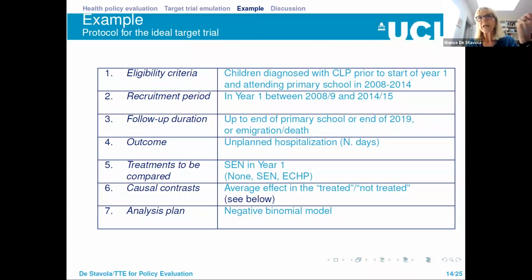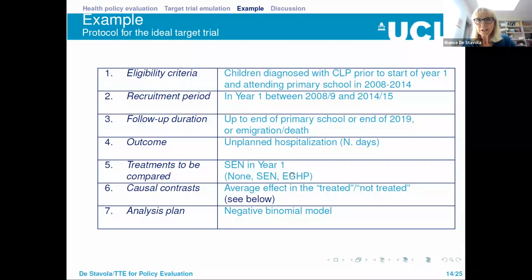The outcome I want to consider to see whether the health outcome is improved or not is unplanned hospitalization. So the number of episodes, or number of days, of unplanned hospitalization, because of course these children will require hospitalization because of their disease, but it's the unplanned hospitalization that could be reduced, or the rate of it, if SEN provision improves their speech and interacting ability, so that they can vocalize their needs, for example, or that there is greater support and greater understanding of their needs.